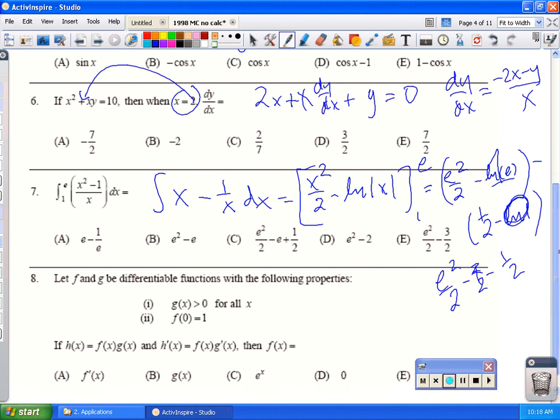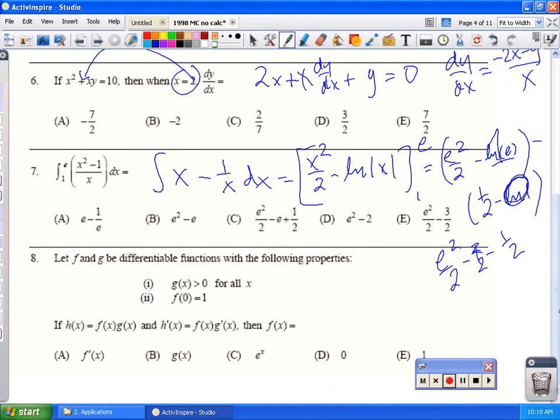Number 8 looks like it wants to be tricky, but it's really not nearly as tricky as you might think. And the first thing they're telling us is that g of x is always positive. And they're also telling us that f of 0 is 1. That's an important fact. So they're asking us about a derivative. So it seems to be reasonable that the first thing we would do is find the derivative using the product rule. First, derive second, plus second, derive first.